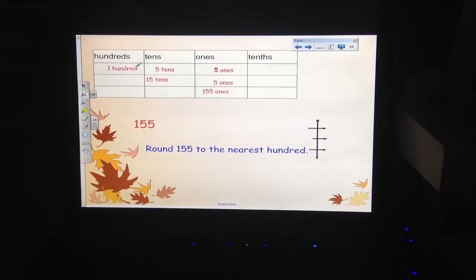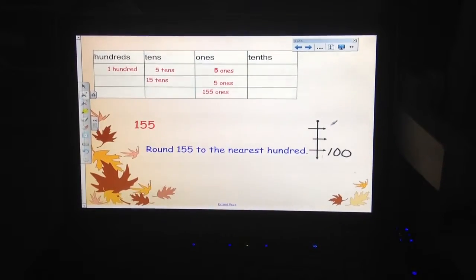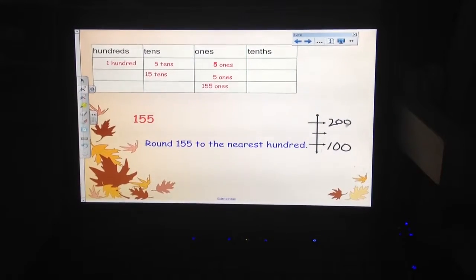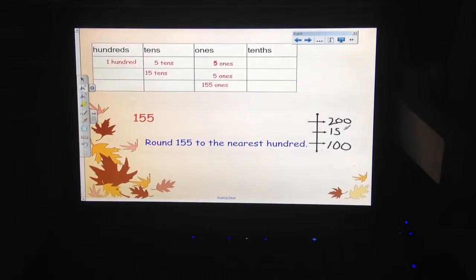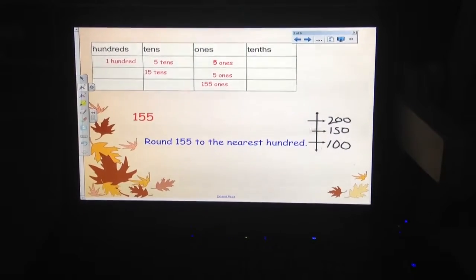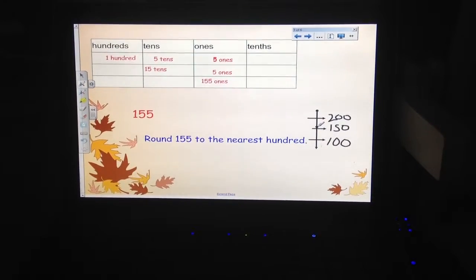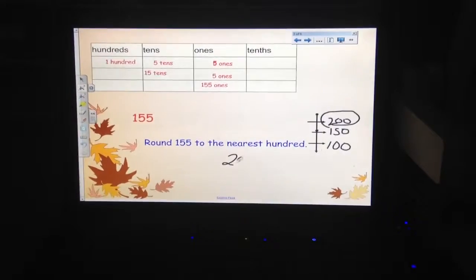Now they're asking you to write it to the nearest hundred. If I look in the hundreds column, I know it's between 100 and 200. If I look at the midpoint, it would be 150. So I think about where 155 would be, and it would be about right there. So it's closer to 200. I would round to 200.